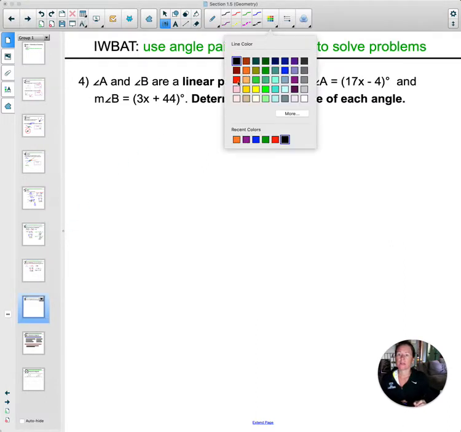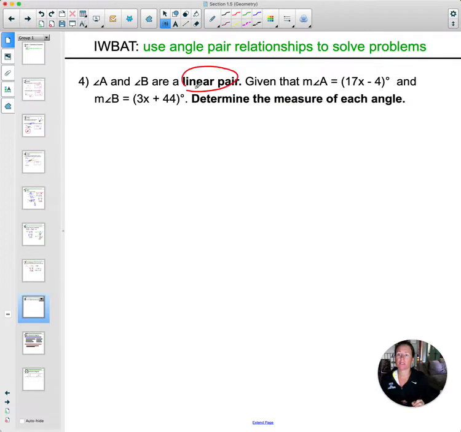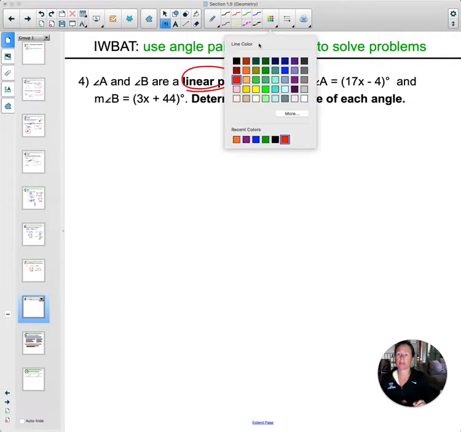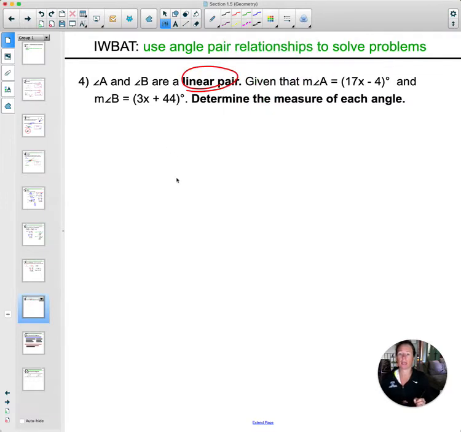Next example talks about a linear pair. So again, go to the formula for linear pair. Linear pair means two angles that together create a straight line. So I'm actually going to draw you a diagram of this too because these ones have to be touching. So here's what a linear pair looks like. And again, the formula is blank plus blank equals 180.